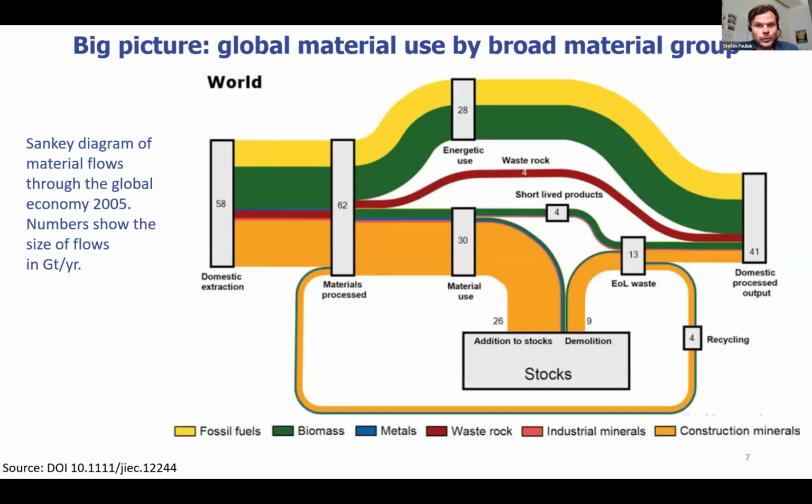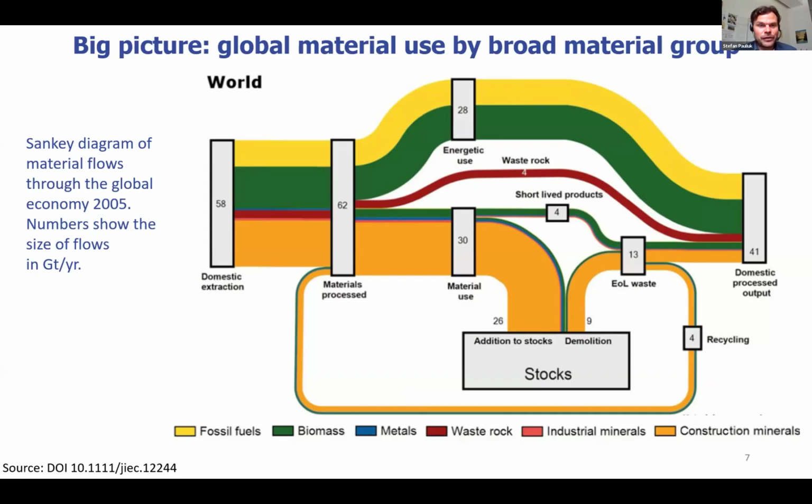Many of our colleagues do it, and famously, we have the social ecology team in Vienna who draw this Sankey diagram of the global material flow economy. It's already 20 years old, data 2005. The pattern today, unfortunately, doesn't look much different. The numbers have increased, but the overall ratios have roughly stayed the same.